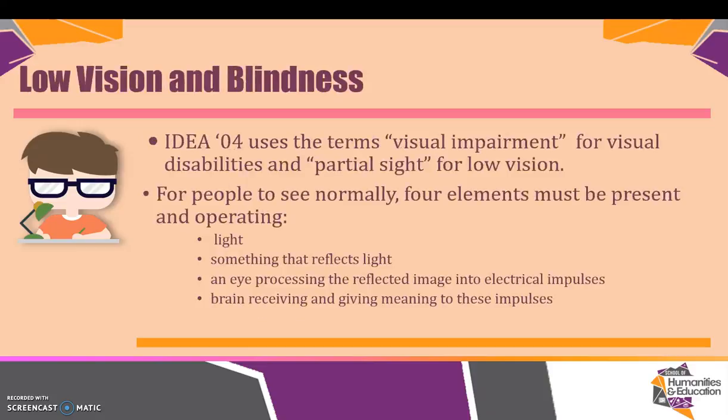We move on now to visual impairments, and these can be divided into two subgroups, low vision and blindness. A person who has low vision has a loss of vision that cannot be fully corrected through surgery, pharmaceuticals, glasses, or contact lenses. And a person who is blind is unable to see and has no useful sight.